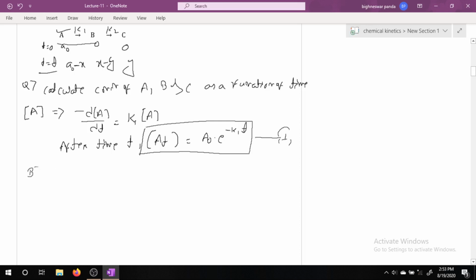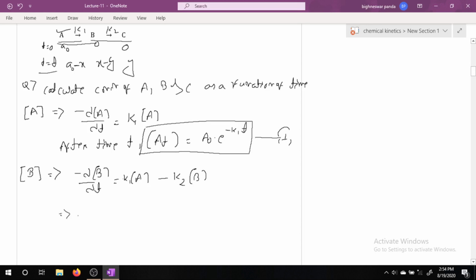Now we have to calculate the concentration of B as a function of time. Since B is coming in two reactions, where B acts as a product and as a reactant, I can write minus dB by dt as K1 of A minus K2 into B. B is a product for the reaction A gives rise to B, and B is a reactant for the reaction B gives rise to C. So here I have to write K1A minus K2B.